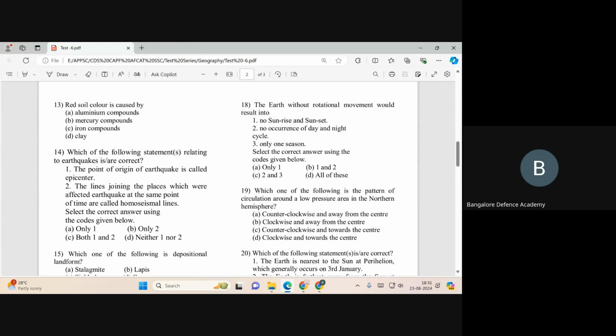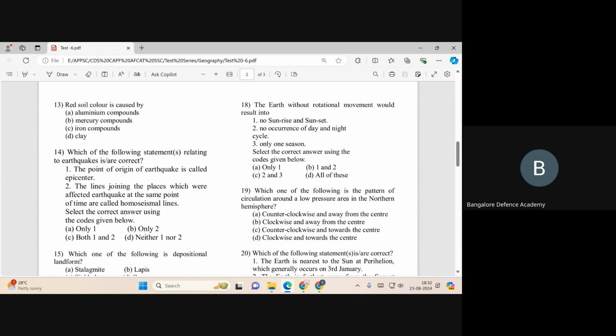See, normally, wait. The rotation is not there. Sorry, the option will be 1 and 2. Season will not depend upon the rotation. See, just listen to how it will be.